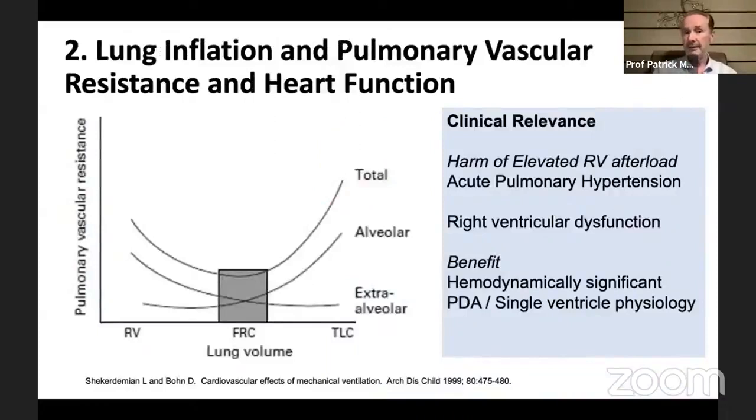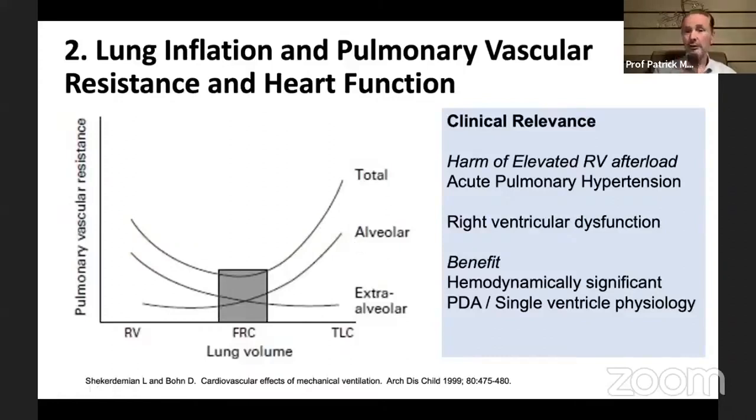Secondly, the impact of mechanical ventilation on pulmonary vascular resistance. The graph in front of you shows on the y-axis pulmonary vascular resistance. And what you can see is that there is a sweet spot in which at optimal FRC, pulmonary vascular resistance is at its lowest. However, if the patient becomes under-recruited, PVR will be elevated. If the patient becomes over-recruited and is hyperinflated, pulmonary vascular resistance will also be elevated.